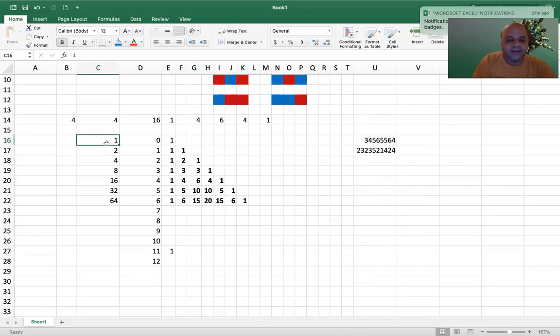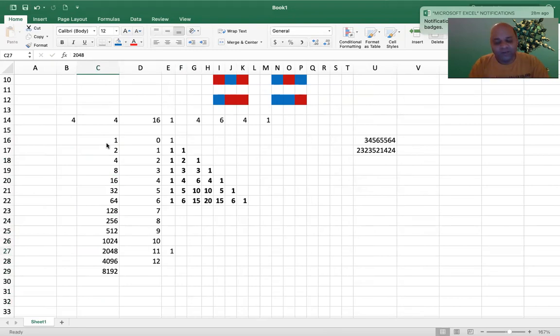So can you see this pattern? 1, 2, 4, 8, 16, 32, 64. Next will be 128, next will be 256, next will be 512, next will be 1024, next will be 2048, next will be 4096, next will be 8192. Right? So this pattern also he discovered.